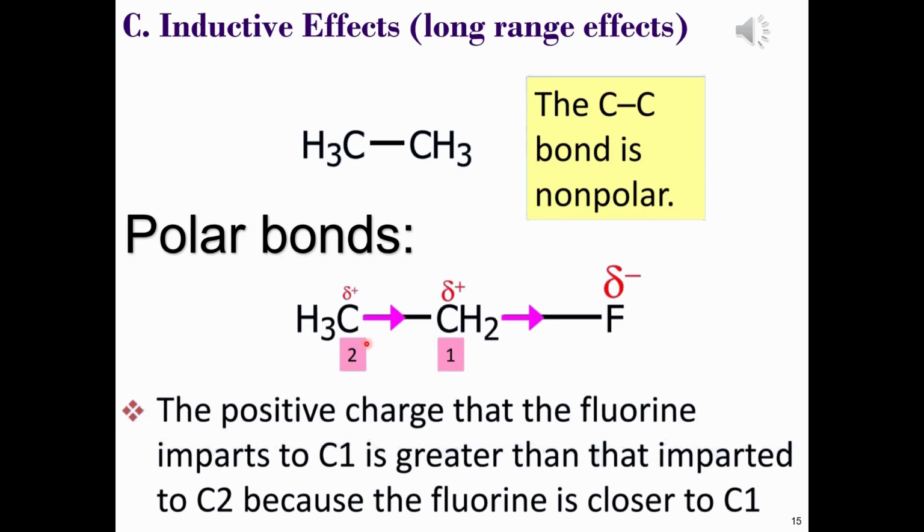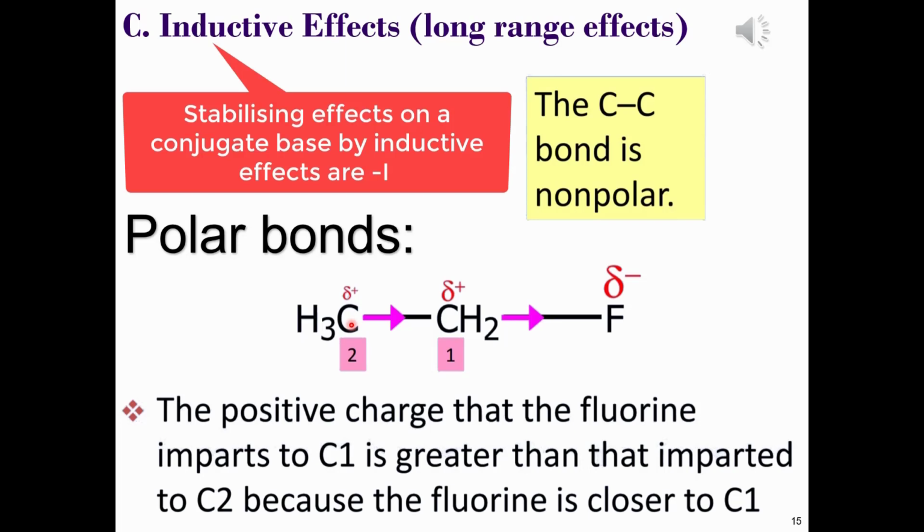Therefore, the electron density of the carbon-hydrogen bonds, or the carbon protons, and the bond strength of the C1 proton bonds are lower than the bond strength of the C2 proton bonds. This is why the partial charge is smaller on C2 than it is on C1. Inductive effects can be stabilizing in terms of the conjugate base, so we call these negative inductive effects, or they can be destabilizing. In other words, they can be positive inductive effects.